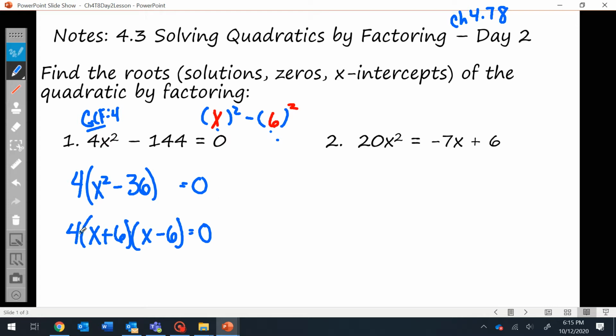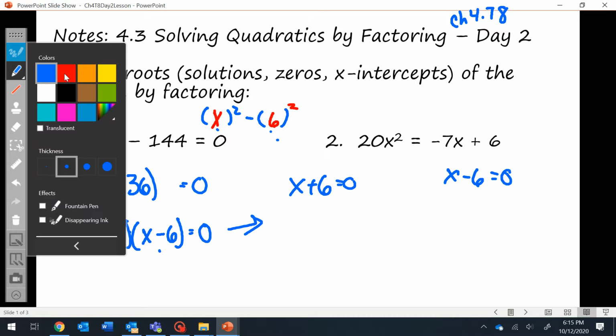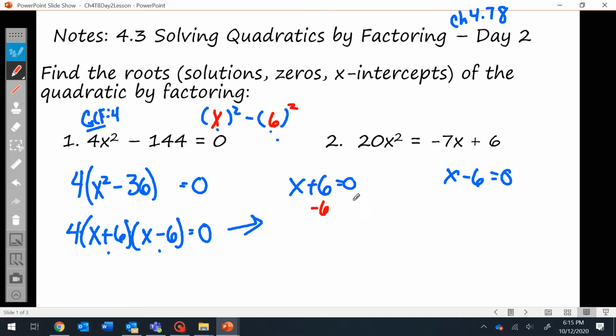Now obviously 4 can't be equal to 0, so 4 is not going to be a solution. There's nothing I can do with 4. However, these two could be equal to 0, so I'm going to set each of those equal to 0. X plus 6 equals 0, x minus 6 equals 0. So these will be my solutions.